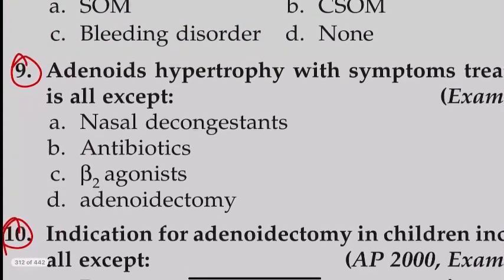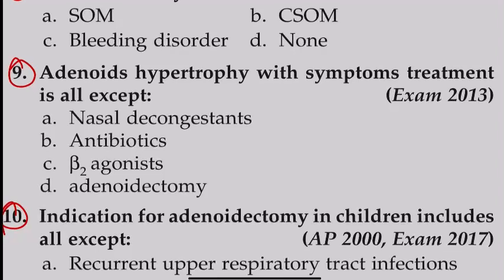Adenoid hypertrophy with symptoms, the treatment is all except. Nasal decongestant, yes we do. We do provide antibiotics. Beta 2 agonist, we don't provide. Adenoidectomy, yes we do, the surgical treatment is adenoidectomy. Here we don't provide beta 2 agonist.